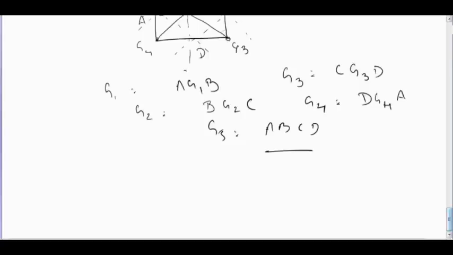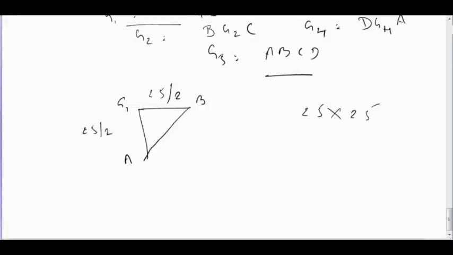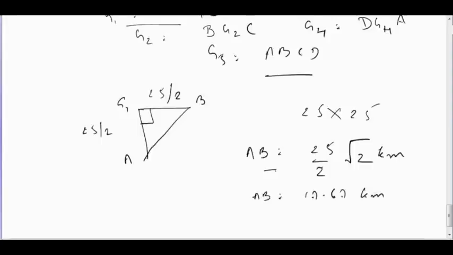Now, we will calculate the area. So, how you will calculate the area? Let us say we have taken one section. Let us say this is G1 installed, this is B and this is A. Now, you know that in the question it is given that the square is 25 cross 25. So, this will be 25 by 2 and this will be 25 by 2, right? Agreed or not? Okay. Then this is a right angle triangle. So, your AB will be what? 25 by 2 into root 2 kilometer, right. So, this is your AB. Or AB you can write it as 17.67 kilometer, okay.